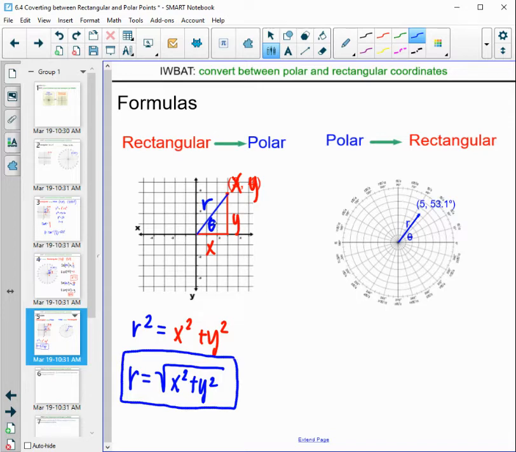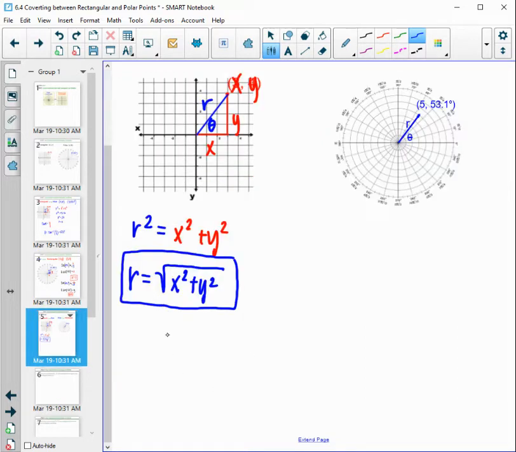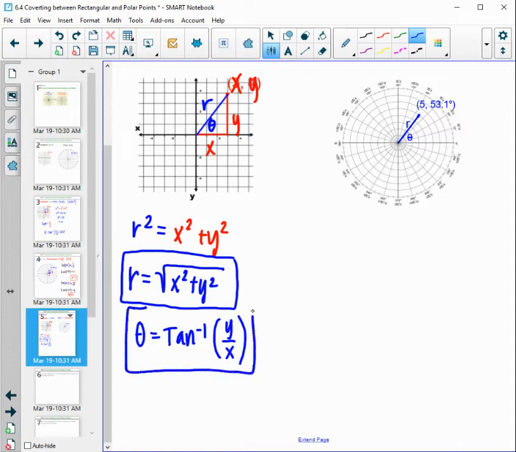Then your theta, remember, you know x and y, so you know the opposite and the adjacent. So remember that your theta was equal to the tan inverse, because we're solving for an angle, of y over x. So the tan inverse of the y coordinate divided by the x coordinate, and that is how you find the theta from rectangular points.